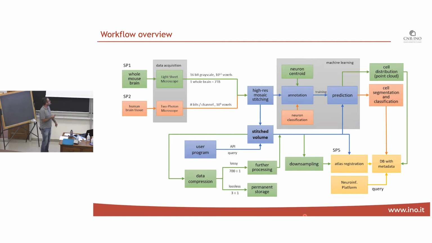The first thing we need to do is image stitching. I will spare just a few words on this. Image stitching in 3 dimensions. We do data compression, both lossless and lossy. We do downsampling when needed, and we train artificial neural networks using manually annotated data. And then we do, for example, neuron counting, neuron classification. I will show you just a couple of examples.